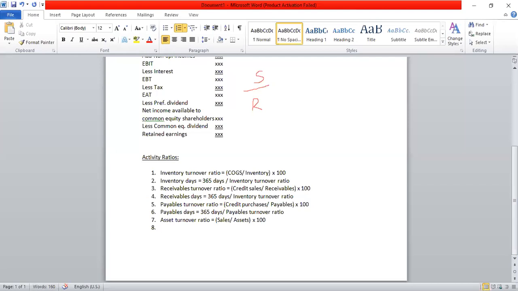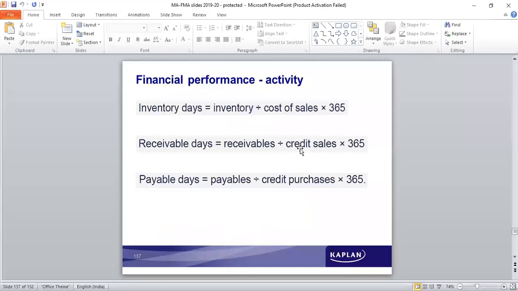Now, in each of these situations, the numerator has taken a different form, whether it is sales, cost of goods sold, credit sales, or credit purchases. Different things are given, but the logic is about whether there is any activity reflected. Because an amount is invested into something, is that resulting in an activity taking place? That is the point we have to learn. If there is more activity, they are called efficient, so they are also called efficiency ratios. They are considered efficient, otherwise not.